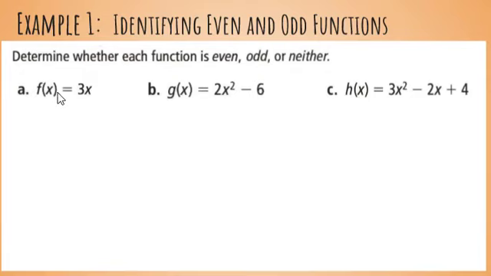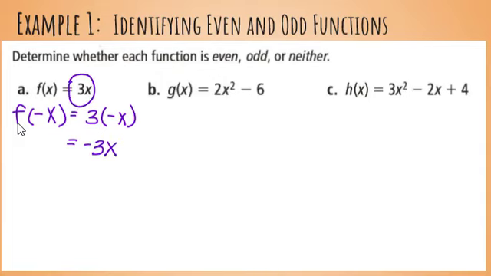For example 1, we're determining if each function is even, odd, or neither. To do this, we're replacing the x with negative x. So we have 3 times negative x, which simplifies to negative 3x. Now we compare it back to the original equation. This is not the same. However, I have a positive 3x and a negative 3x, and since these are opposites, this equation is odd.